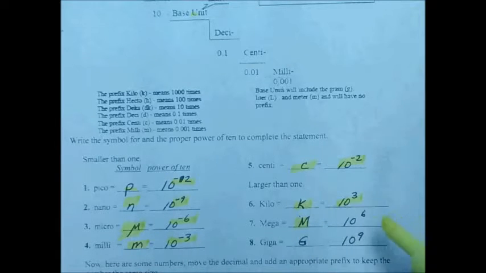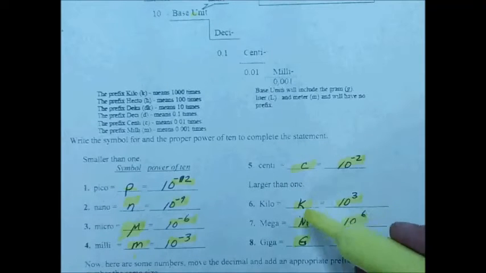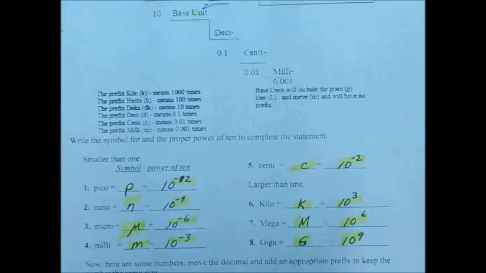Mega is a capital M, so it's not confused with the small m here or the meter or anything else. It is 10 to the 6, and giga is 10 to the 9th. You might be familiar with these from computing: kilobyte, megabyte, gigabyte, terabyte, that sort of thing. Okay. Each of these, if you're doing the self-grading, is worth 1 point. So this is a total of 16 points.